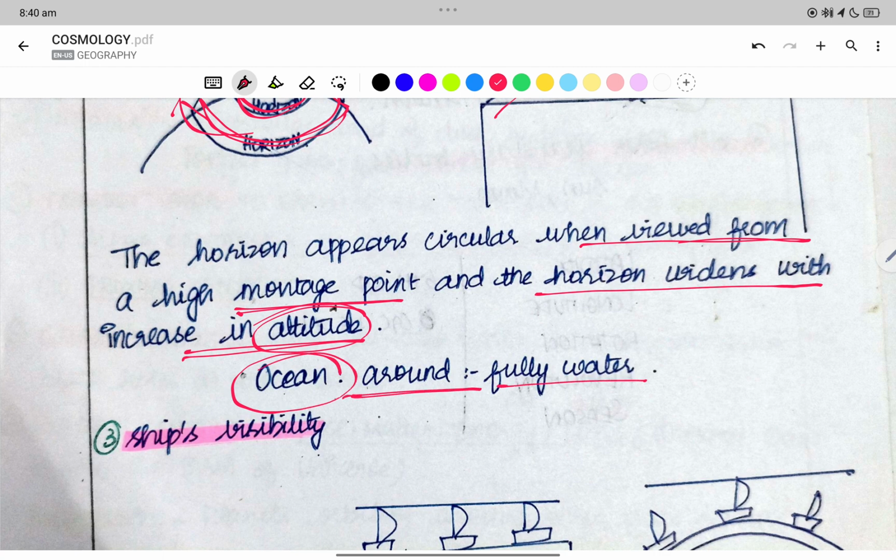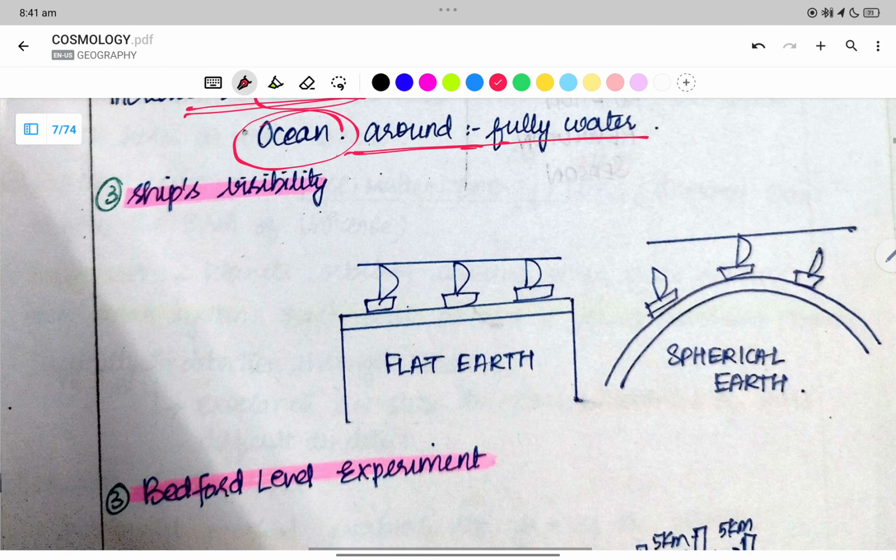Ocean around fully water. Ships visibility is a third point, right?